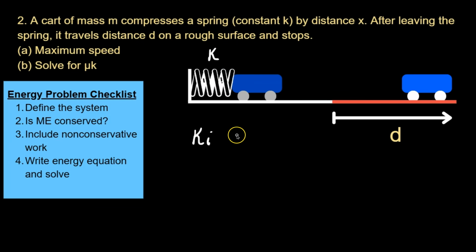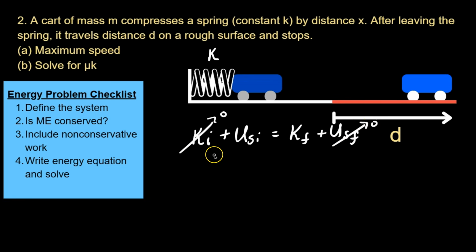When mechanical energy is conserved, we can use our conservation of mechanical energy equation, which states that the total initial mechanical energy, K plus U, is equal to the total final mechanical energy, K plus U. The initial kinetic energy is 0 because the cart starts from rest. And the final spring potential energy is also 0 because the spring is uncompressed.